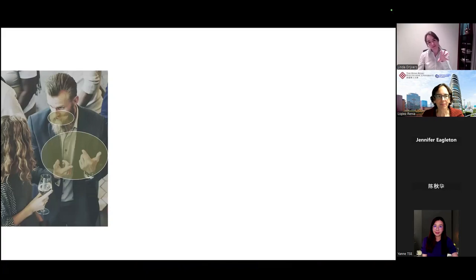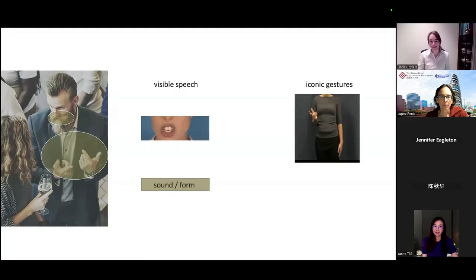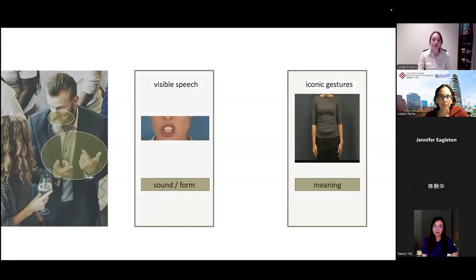Yeah, and for that, I'm going to go back to this example because I drew these two circles around the face and also around the hands. And of course, these different visual channels can also convey different kinds of information, right? So we have visible speech that can say something about the sound or the form of a word. And on the other hand, of course, you're all familiar with iconic gestures that can say something about the meaning of a word.